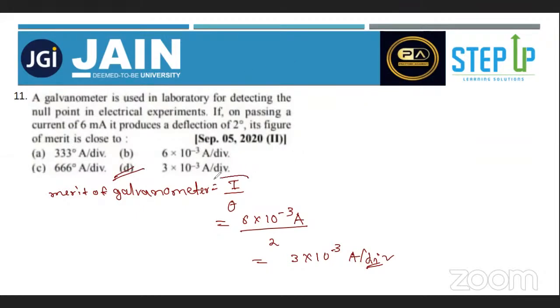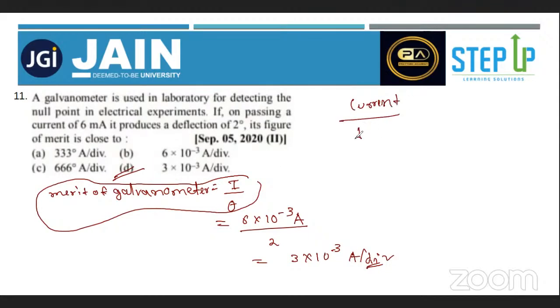The only thing is you should know the formula: the merit of the galvanometer is equal to current over deflection.